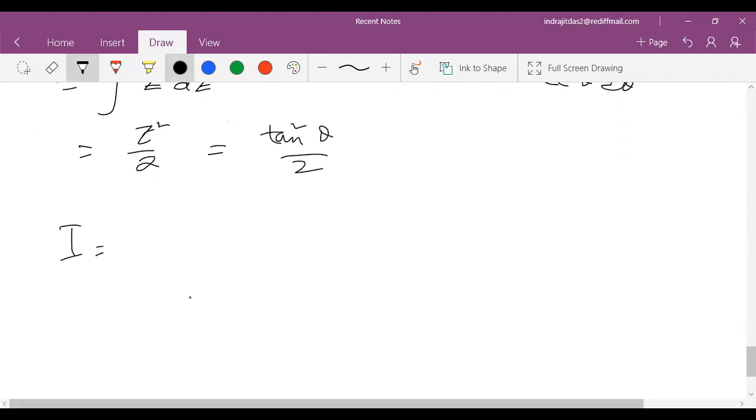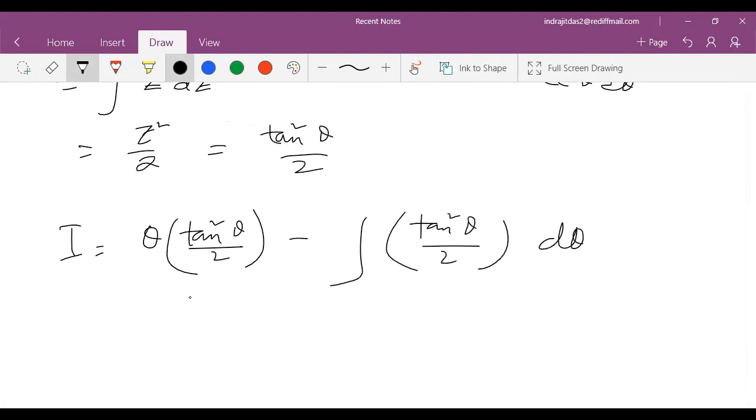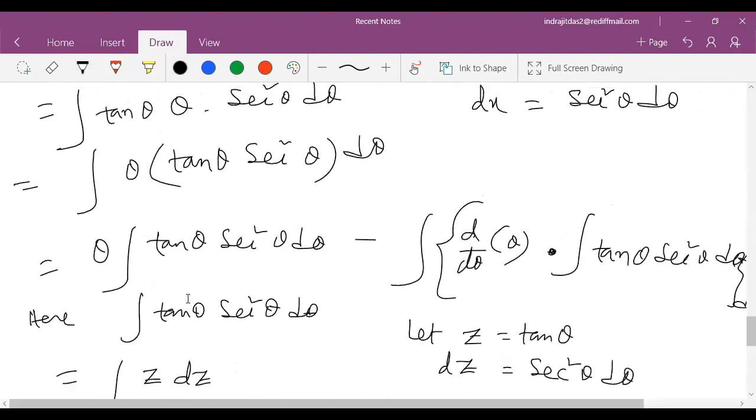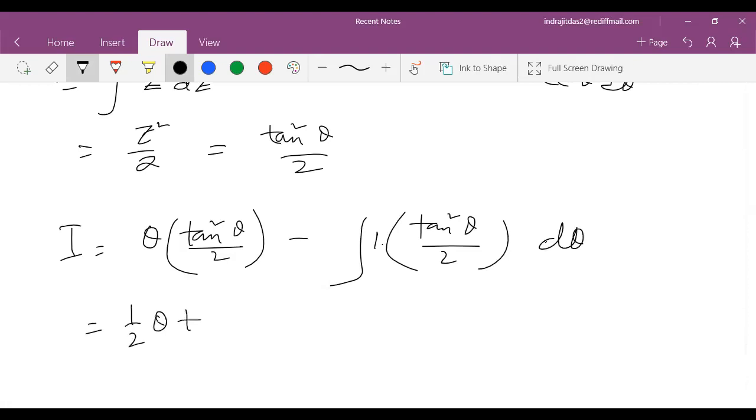Our integration originally was theta, then tan square theta by 2, because it is already shown the first function integrated separately, minus integral of tan square theta by 2 d theta, because the derivative of theta is 1, and then tan theta sec square theta, just now I have shown tan square theta by 2. I don't need to write 1, so it is half theta tan square theta here minus half.